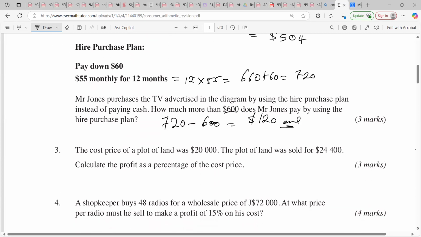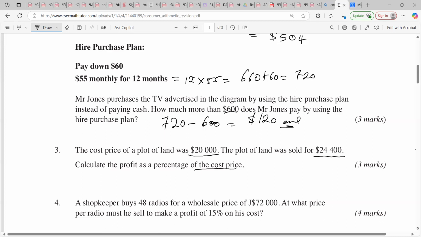Number 3 says the cost price of a plot of land was $20,000. The plot of land was sold for $24,400. Calculate the profit as a percentage of the cost price.